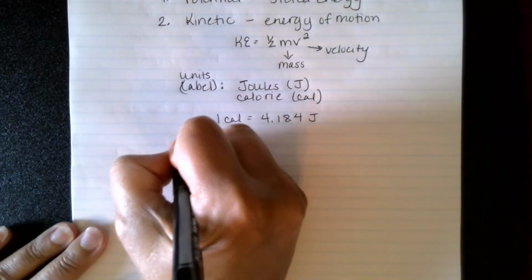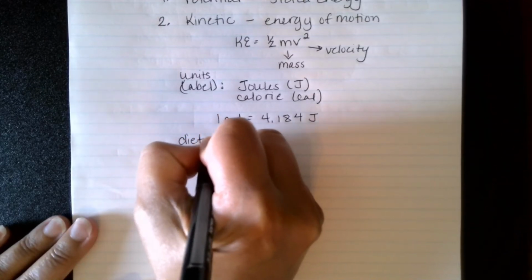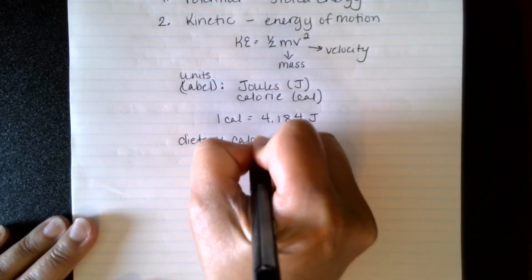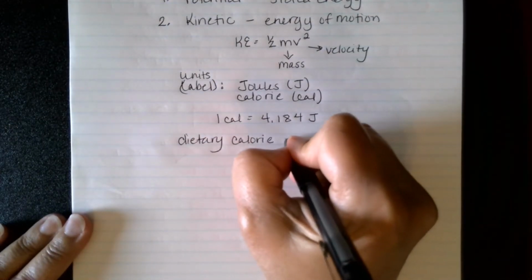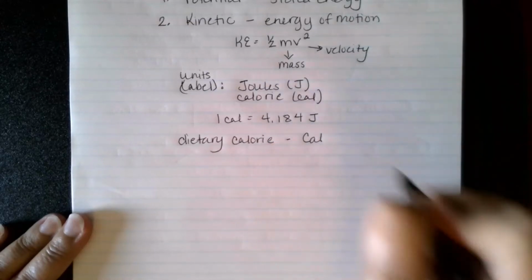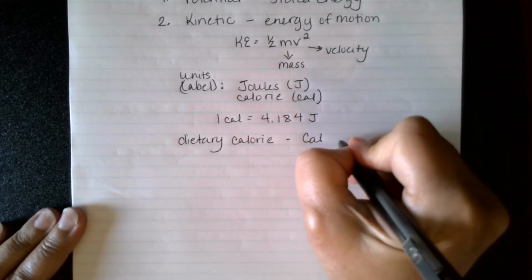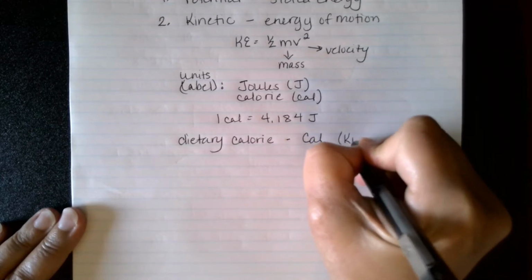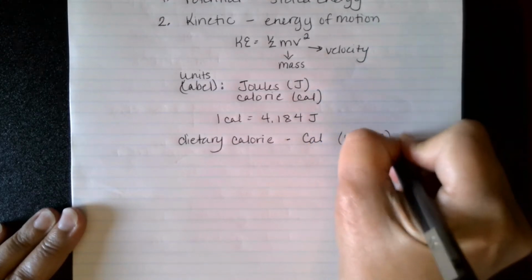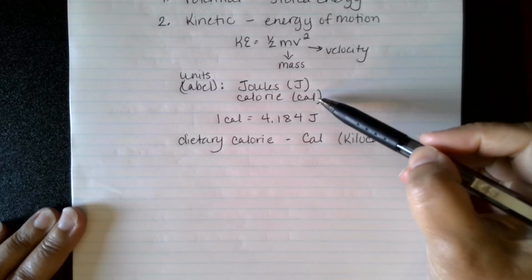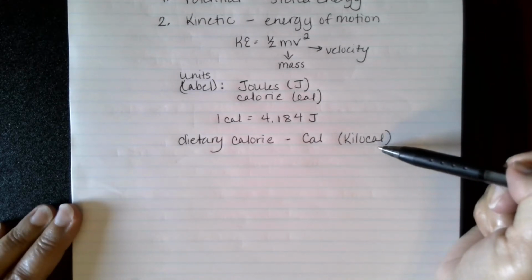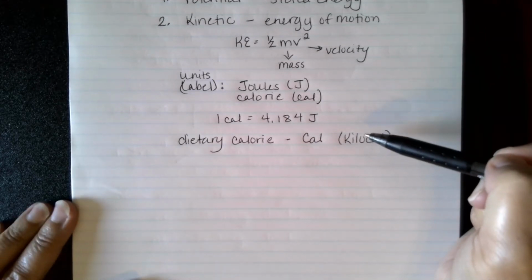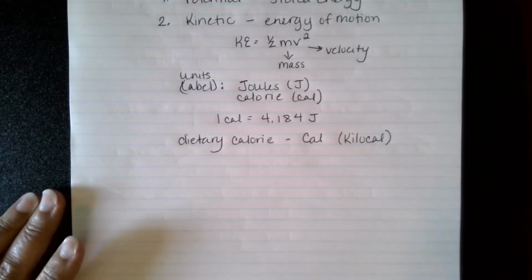Now we want to make sure that when we talk about foods, we're using the dietary calorie, and the dietary calorie is a capital C, and these are actually kilocalories. So these calories are very small. When we talk about foods, since we need a lot of energy from our food, those are actually in kilocalories. So the dietary calorie is actually kilocalories.